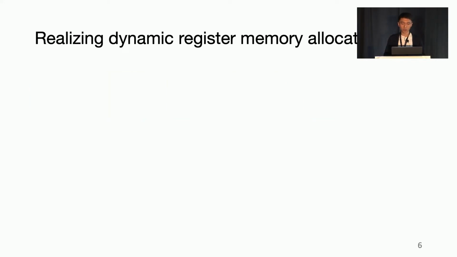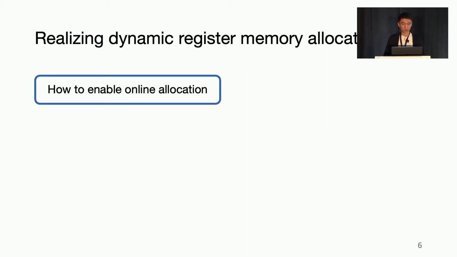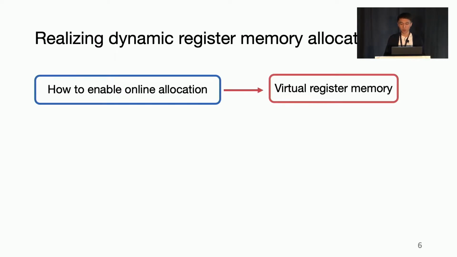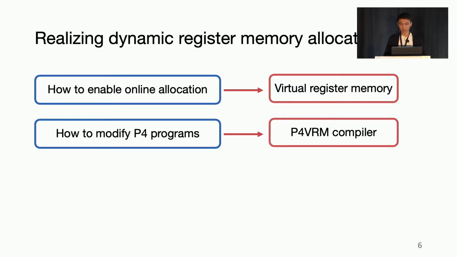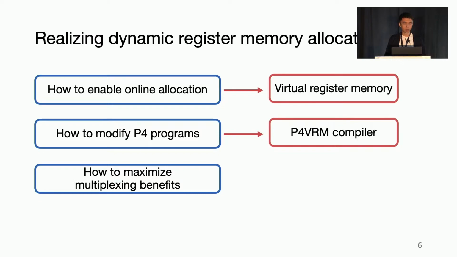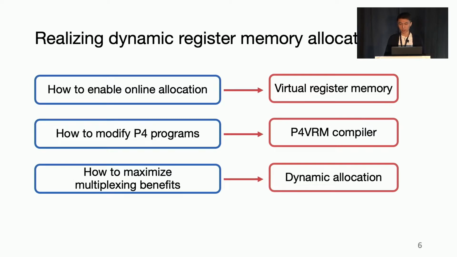So to realize dynamic register memory allocation, there are three main challenges. The first is how to enable online allocation, which can be addressed by our virtual register memory design. The second is how to modify the P4 programs to realize the virtual register memory. We introduce an extension of P4, P4VRM, and provide the P4VRM compiler to simplify data plane program development. The last one is how to maximize multiplexing benefits. We design a network-wide dynamic allocation algorithm to handle this.